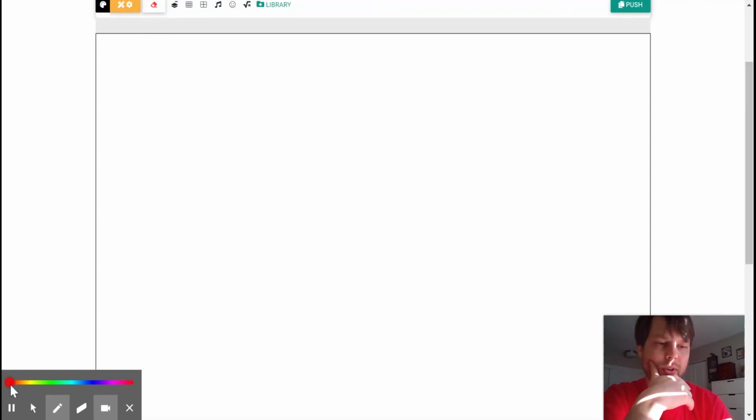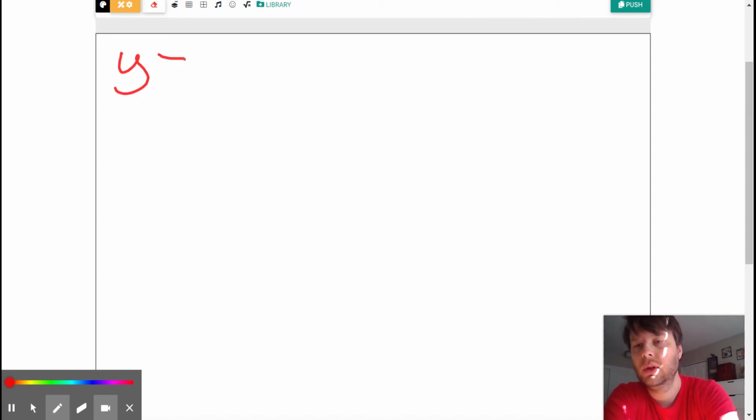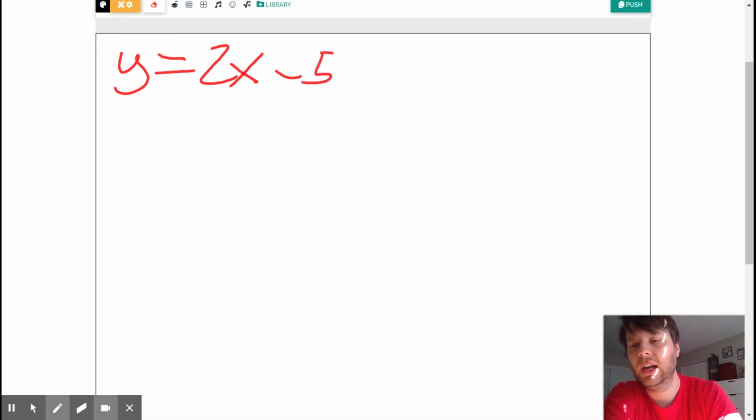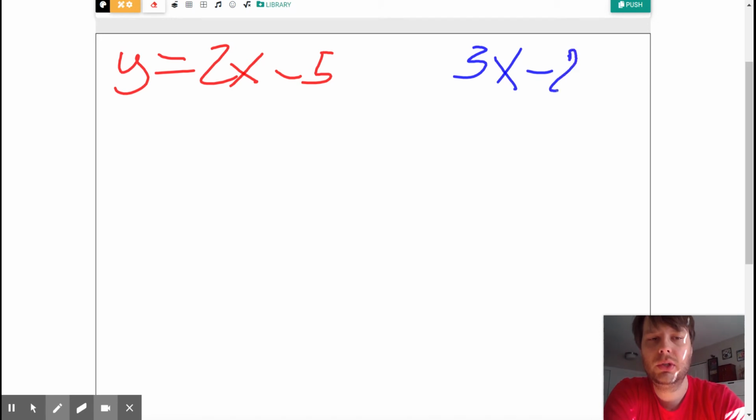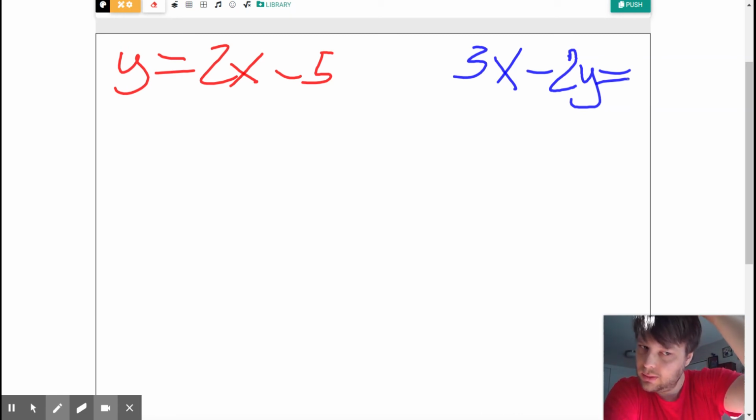Okay, so we got just one more example here of substitution. This one's sometimes a little harder for students, although some students like it just as well. Let's say that in this example we have y equals 2x minus 5, and then in a different equation we know that, say, 3x minus 2y is equal to, what was my number? 11? Yeah.